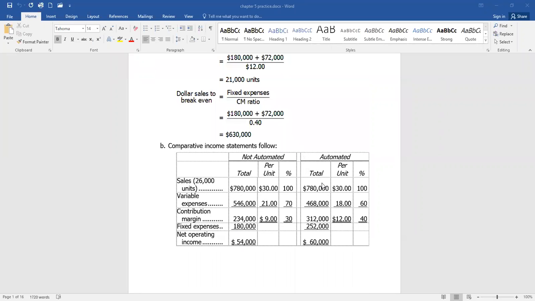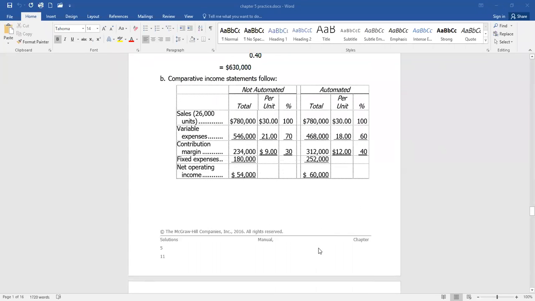Under the automated scenario presented in part 5, total sales would now be 780,000, still a selling price of $30 each. But now variable expenses are $18 per unit, so 26,000 times $18 would be at 468,000, leading you to a contribution margin of 312,000. Remember, the new fixed expenses under automated would increase by 72,000 up to 252,000. Subtract that from your contribution margin, the net operating income would be at $60,000. So you would have more of a profit under the automated system.